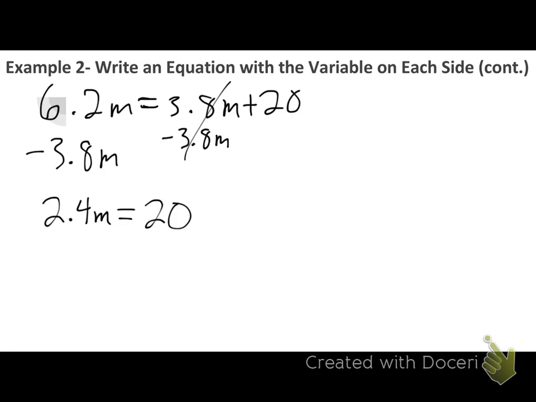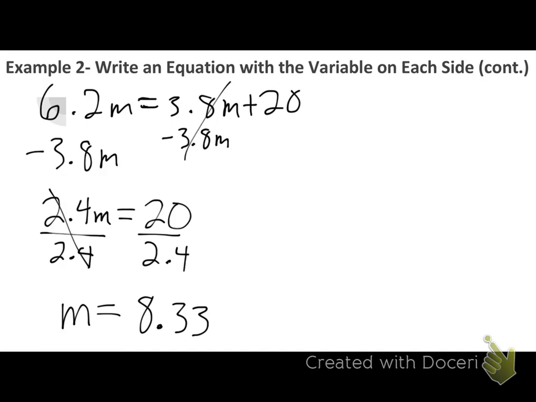Are all my variables on the same side of the equation? Yeah, they're all on one side. Are all my constants on the other side of the equation? Yep. So now I can start trying to isolate my variable of M. How would I get M by itself? Divide by 2.4 on both sides. 20 divided by 2.4 gives me 8.33333333. Minutes, right? Just round to the nearest hundredth.